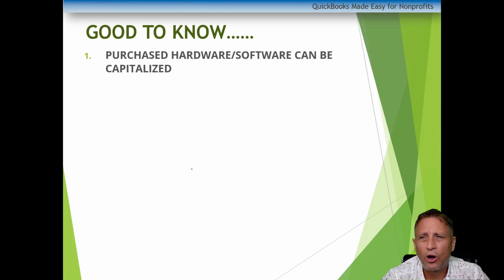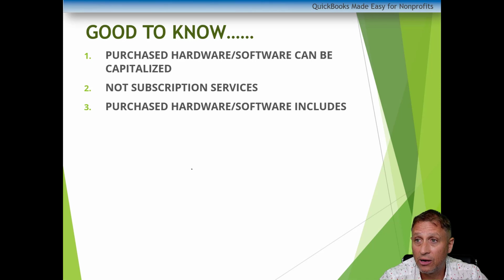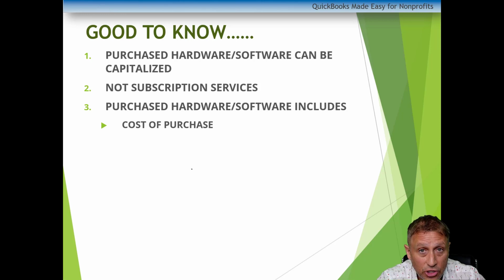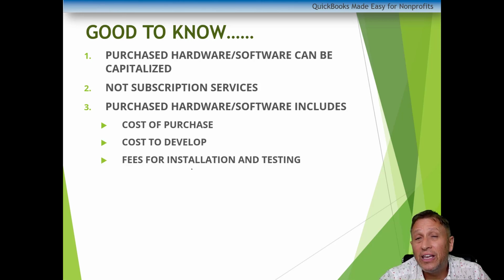This has to do with hardware and software in particular. Again, not subscription services. Even if you're paying annually, it's still only benefiting you for a year, so you can't capitalize it. Okay, but if it's more than a year, you're really buying it or having it built. Yes. Okay, software and hardware. Purchased hardware and software. What does that mean? It means the cost of the purchase. It means the cost to develop. It means the fees for installation and testing.